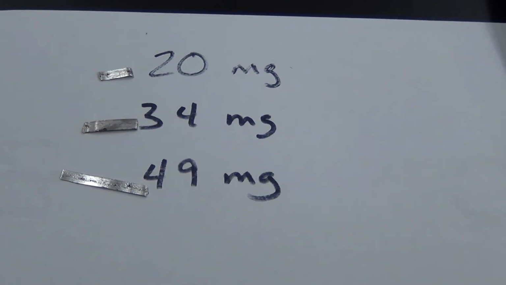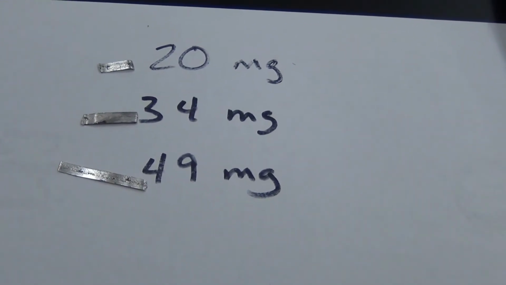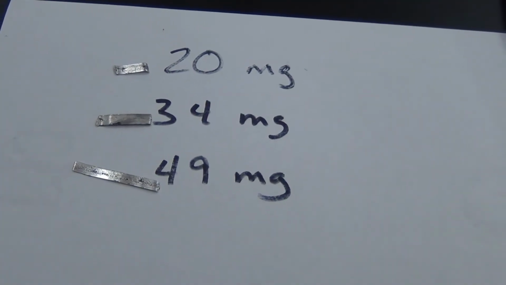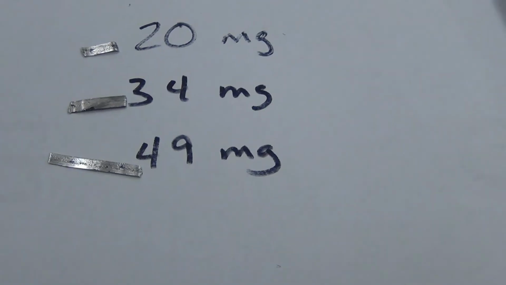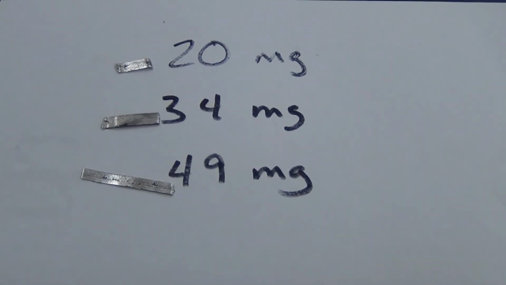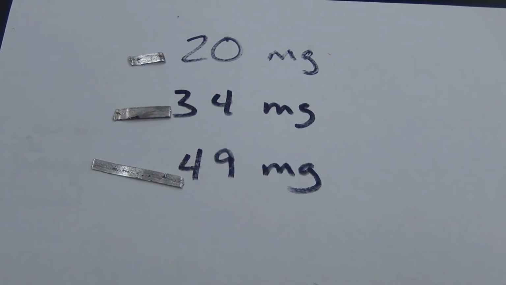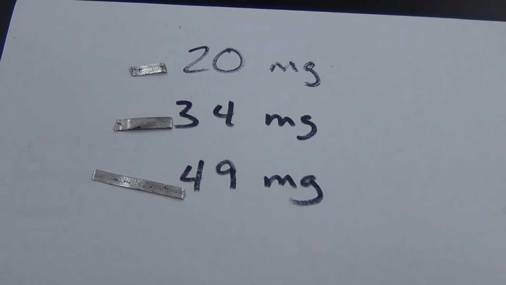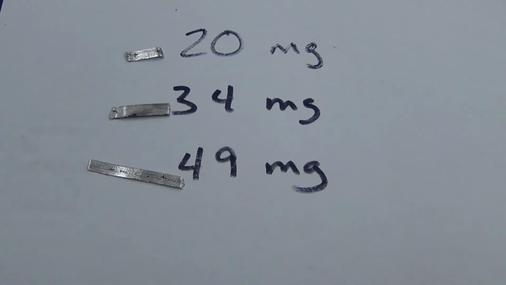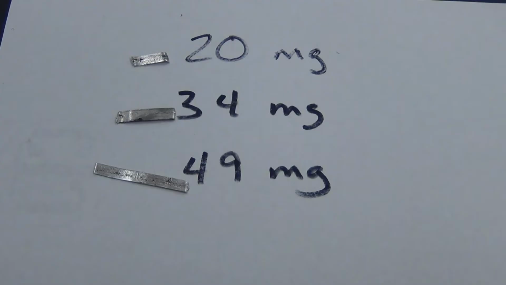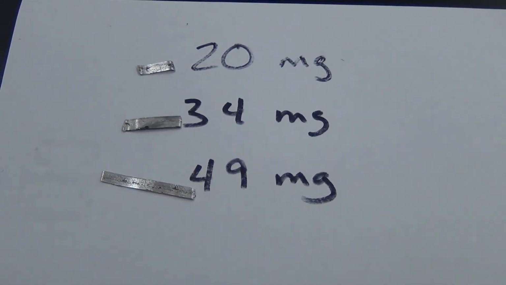For part 2 of this experiment, we're going to use 3 different sized strips of magnesium, and we're going to see what happens as we change the amount of reactants to how much the temperature changes. So you can see I got the mass of all 3 of the strips. The smallest one is 20 milligrams. The medium one is 34 milligrams. The large one is 49 milligrams. And they've all been polished to bits.